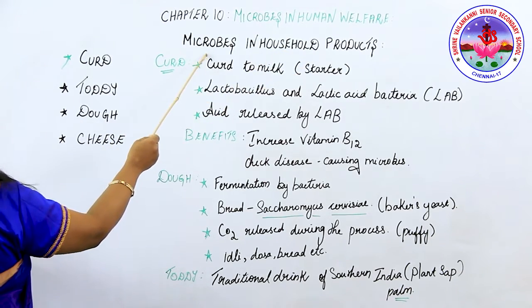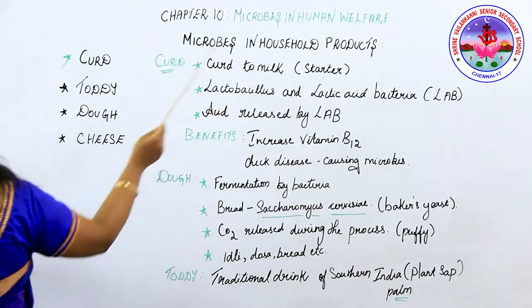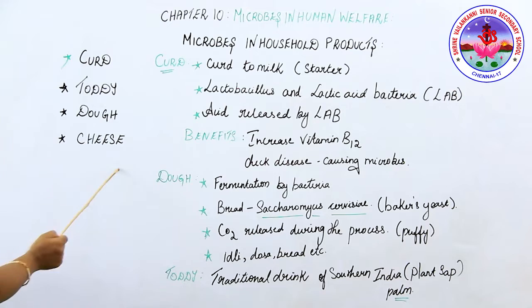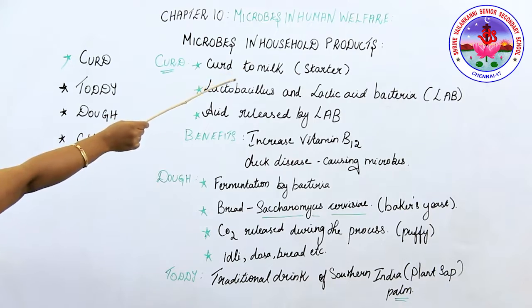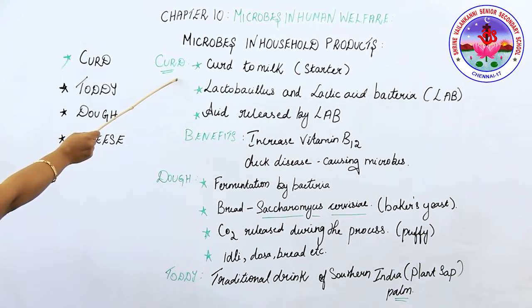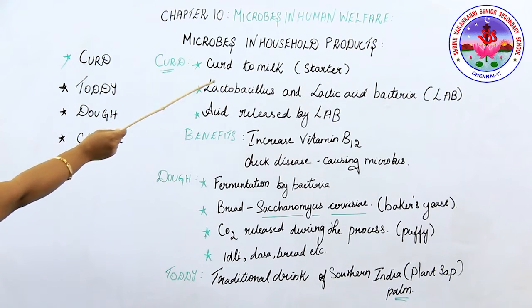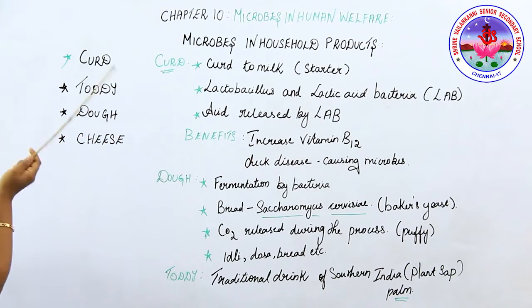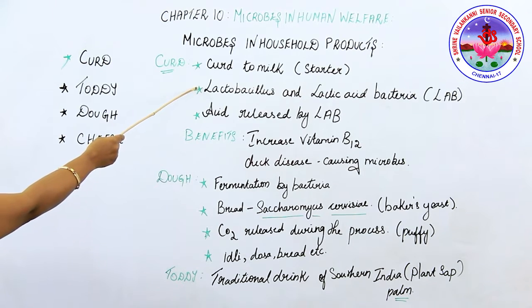How are these microorganisms used by human beings in household products? Here: curd, toddy, dough, cheese. These are the main headings we are going to discuss under microbes in household products. First we are going to discuss curd. Curd is formed by adding a small amount of curd to milk. So we use this curd as a starter. Actually, what is this curd? What bacteria are present in the curd? Lactobacillus and lactic acid bacteria, in short LAB, are present in the starter.